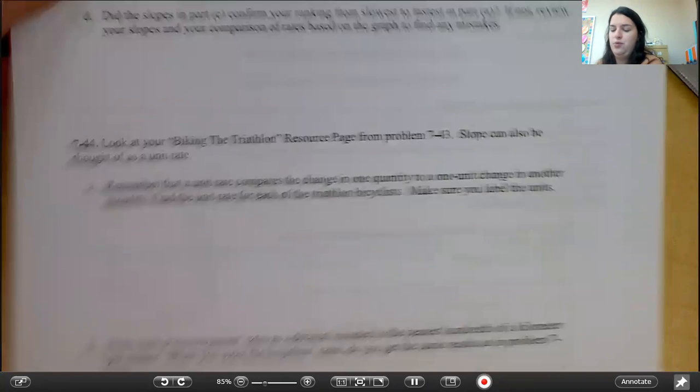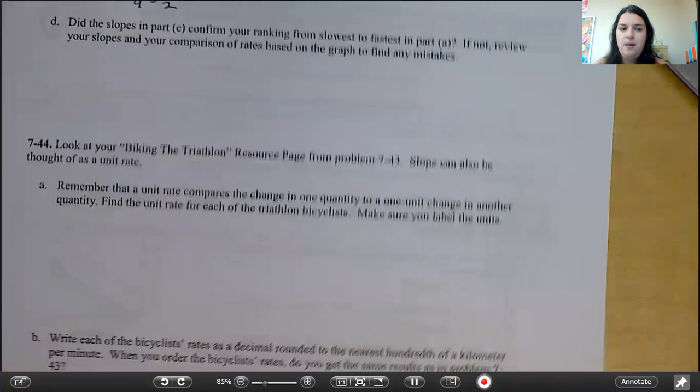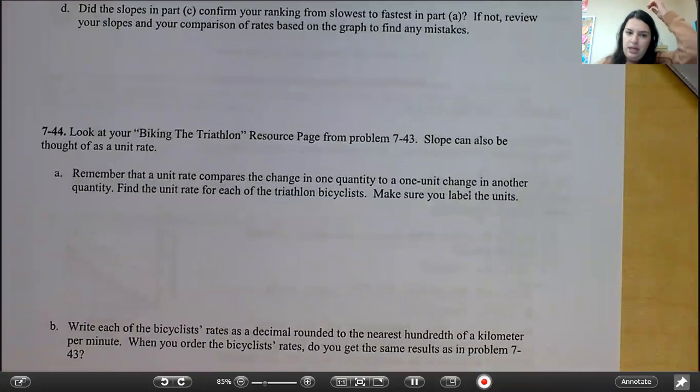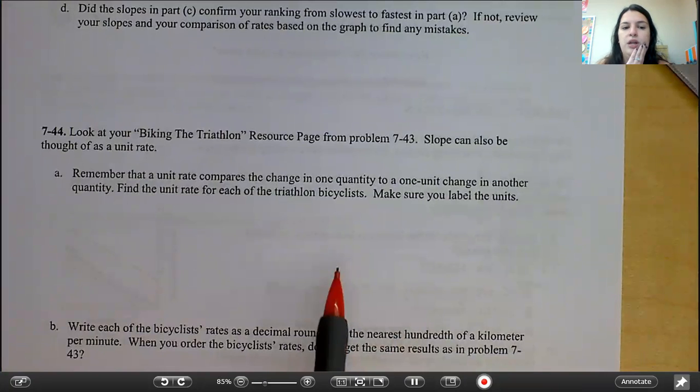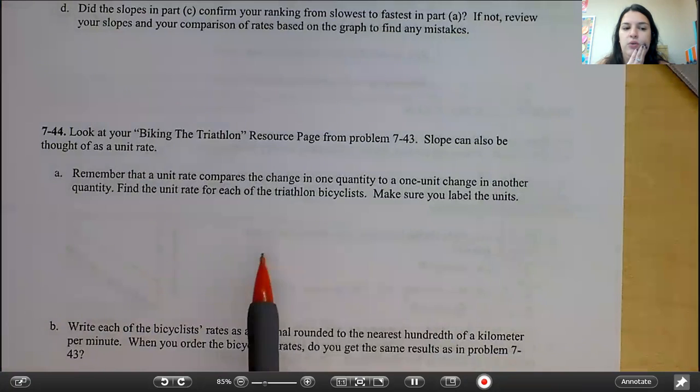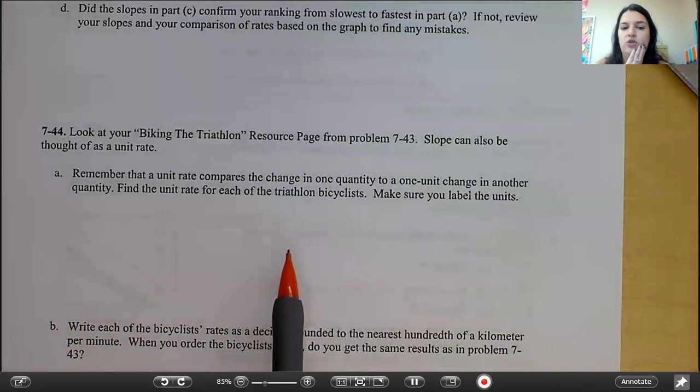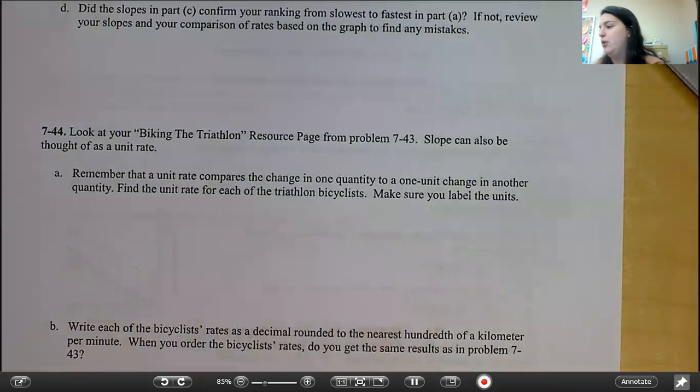If you're back with me, we're moving on to problem 744 now. So 744 says, look at your Biking the Triathlon resource page from problem 743. Slope can also be thought of as a unit rate. Remember that a unit rate compares the change in one quantity to a 1 unit change in another quantity. Find the unit rate of each of the triathlon bicyclists. Make sure you label the units.